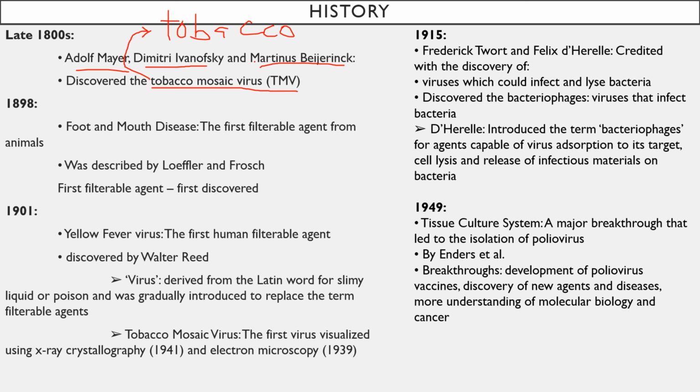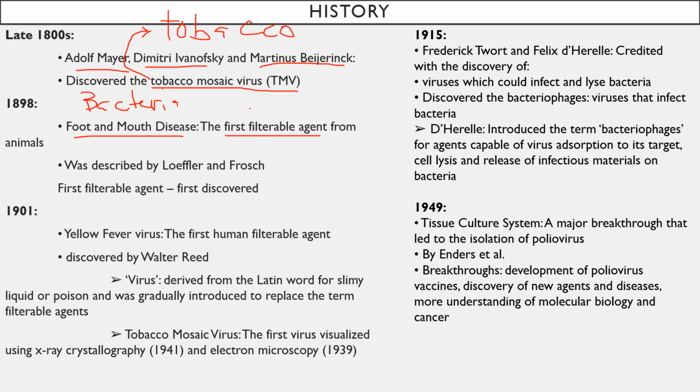Now in 1898, the foot and mouth disease was discovered. And from there, class, the first filterable agent from animals was discovered. So the first filterable agent from animals was discovered. During that time kasi class, iniisip nila, they were thinking that foot and mouth disease was caused by a bacteria.